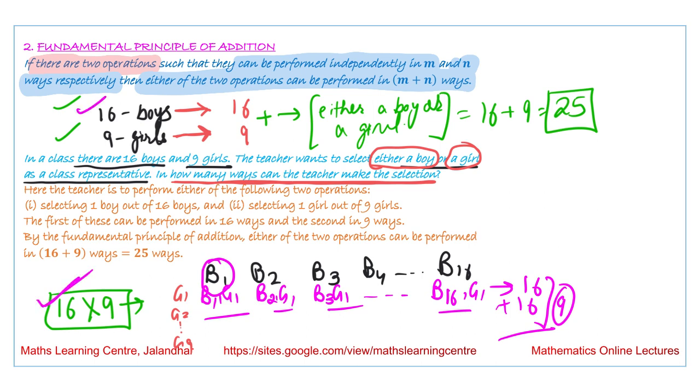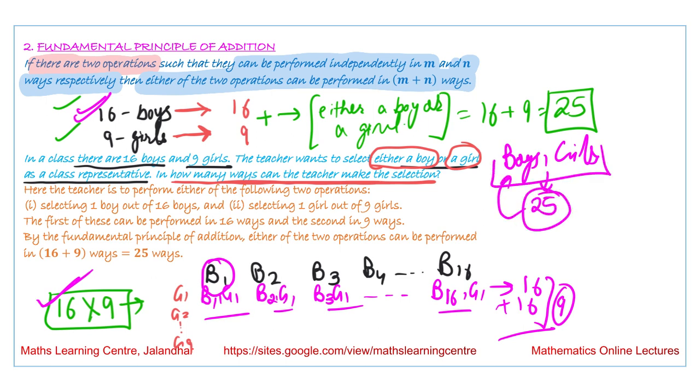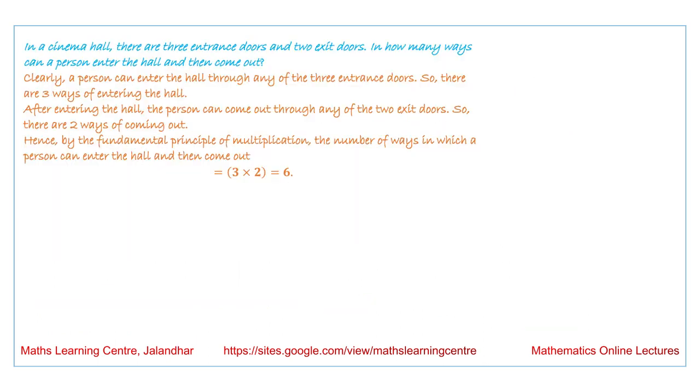But when we are talking about this case, we are saying the total boys and girls we have, we have boys, we have girls. The total number of boys and girls we are having is 25, and out of these 25 we have to select only one person. So that is why we are adding these terms over here and we are multiplying these terms over here.